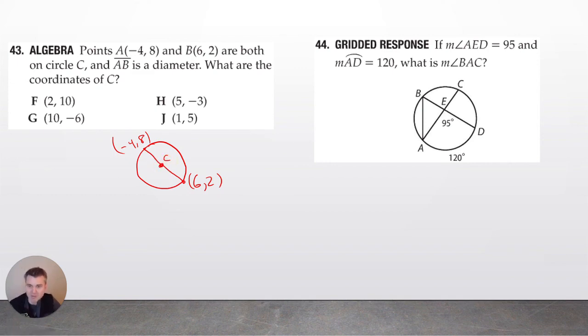So we use the midpoint formula. 6 plus -4 is 2. 2 divided by 2 is 1. I already know that's my answer without going any further. But 8 plus 2 is 10. 10 divided by 2 is 5. It's got to be J.